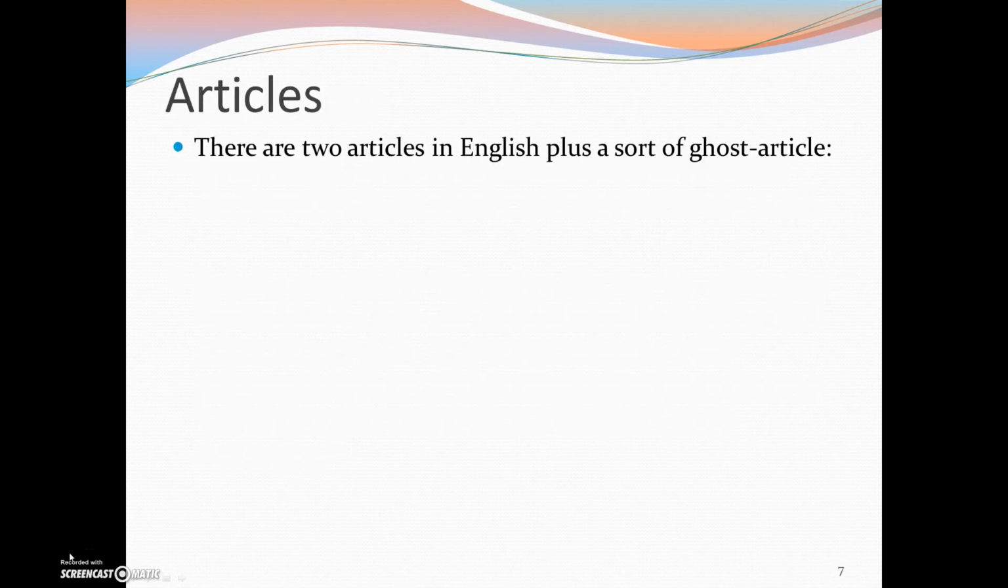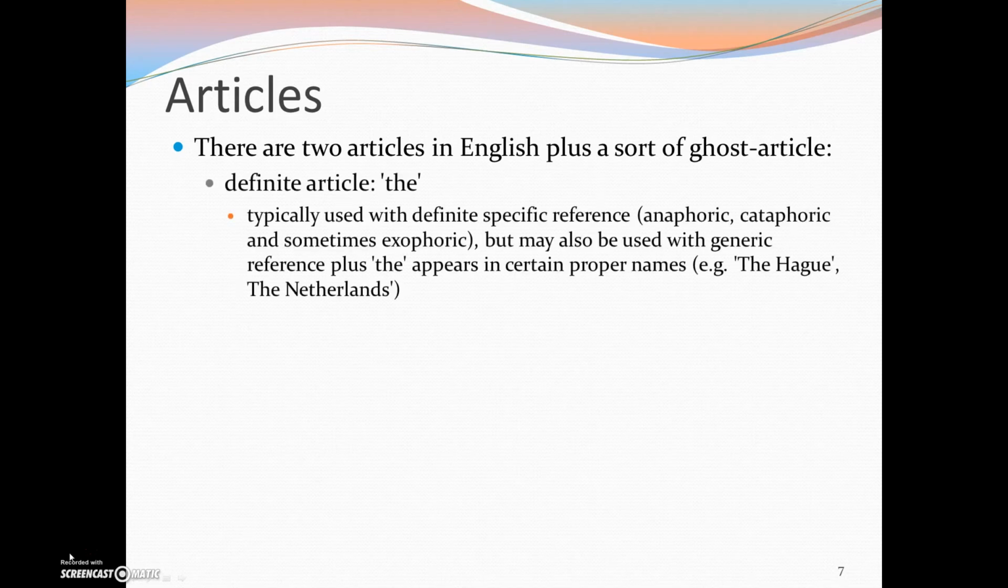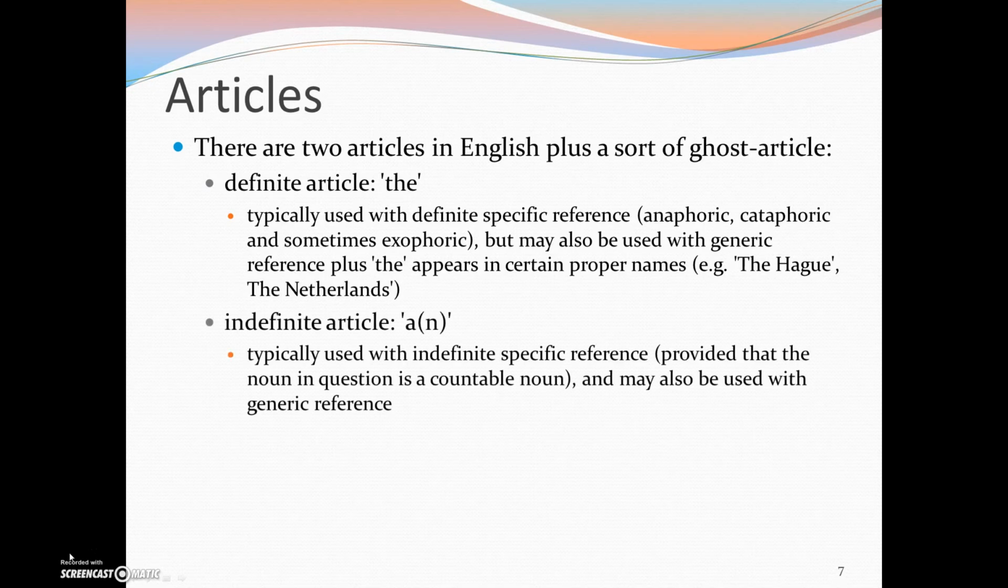Now, articles. Well, there are two articles in English, plus a sort of ghost article of sorts, right? It's an invisible one. So the first is the definite article the. This is typically used with definite specific reference, okay? And it can have anaphoric, cataphoric, and sometimes exophoric reference, but it may also be used with generic reference, and it sometimes occurs in proper names as well, right? Where it then has unique reference.